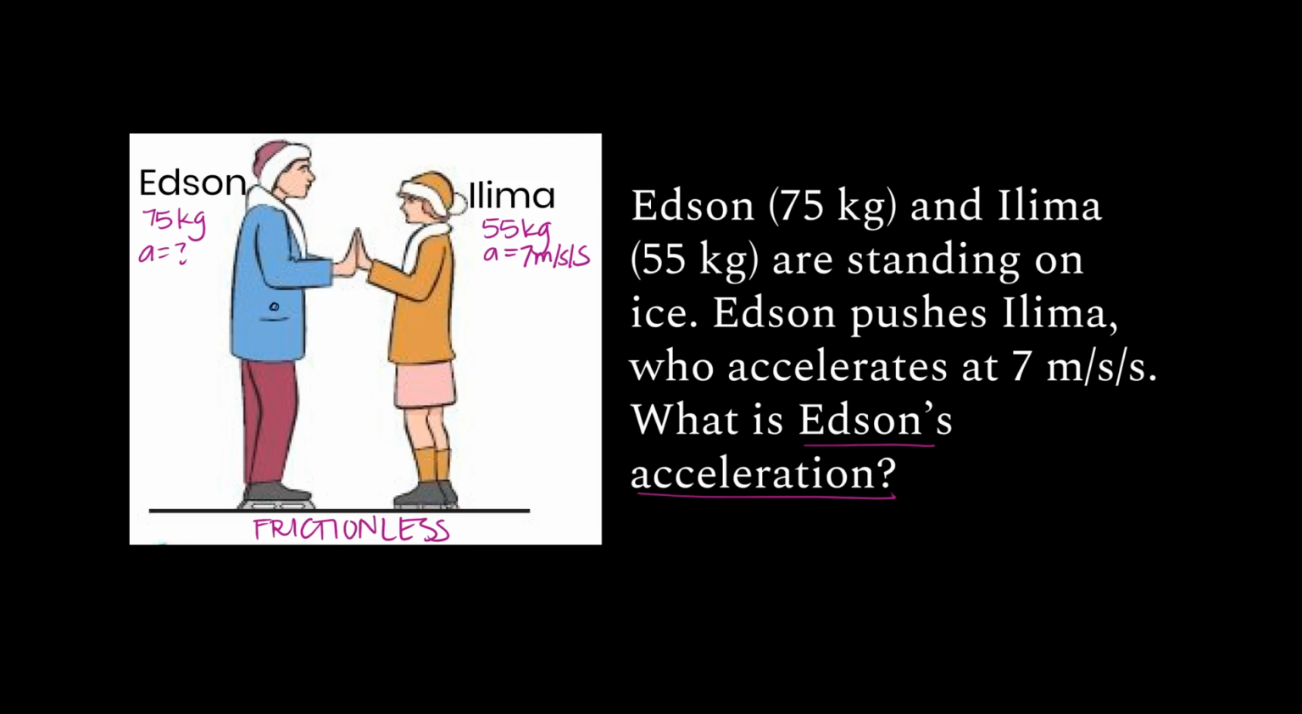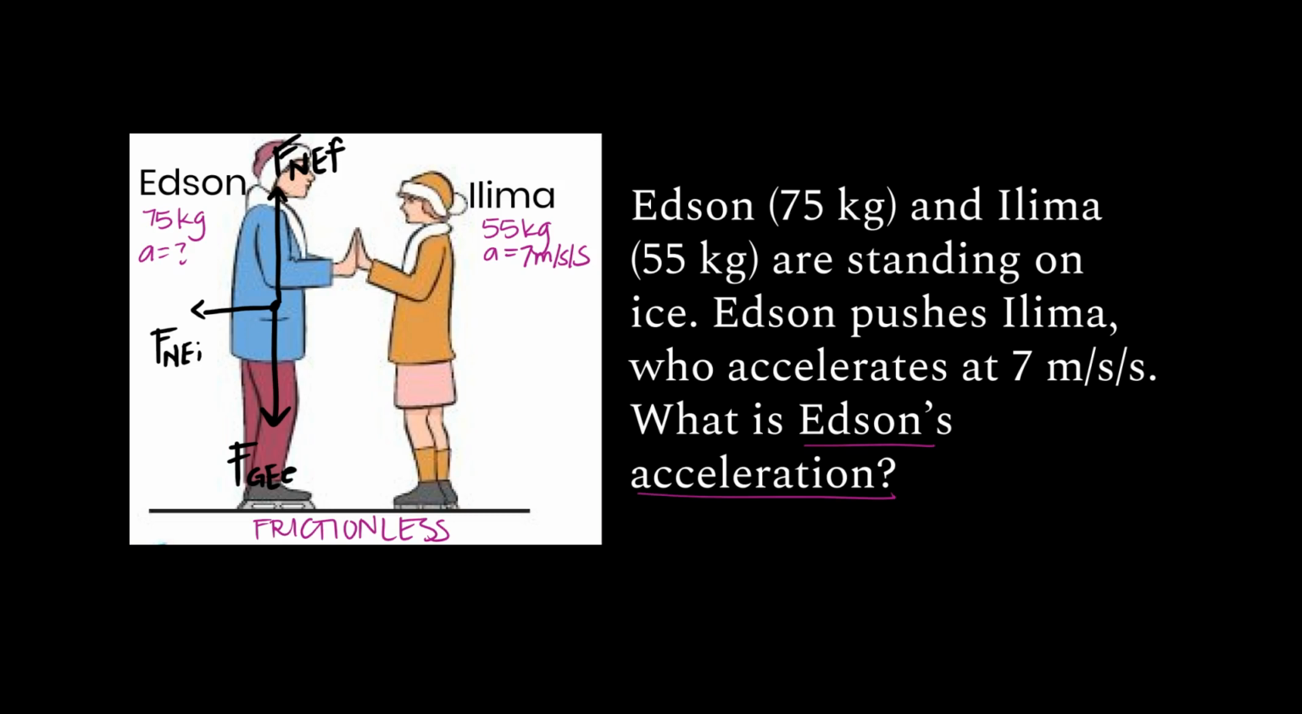So we have Edson here, who has a force of gravity. Okay, force of gravity on Edson done by the Earth. And then he also has a normal force on Edson from the ice. All right. And Elima is pushing him in the left direction. So we have Edson who's being pushed by Elima. Oh, I guess the ice, we'll call the ice floor.